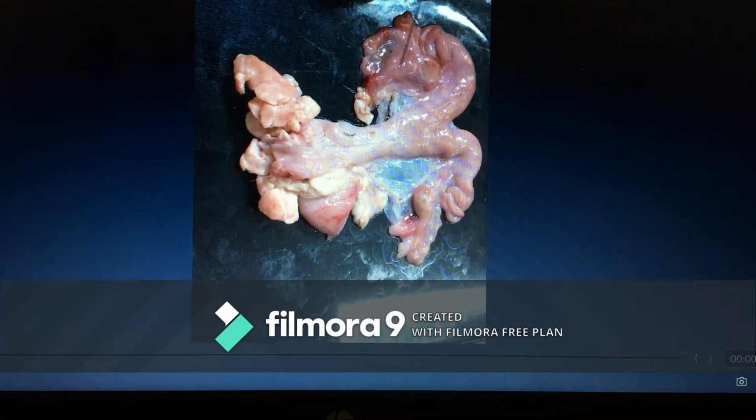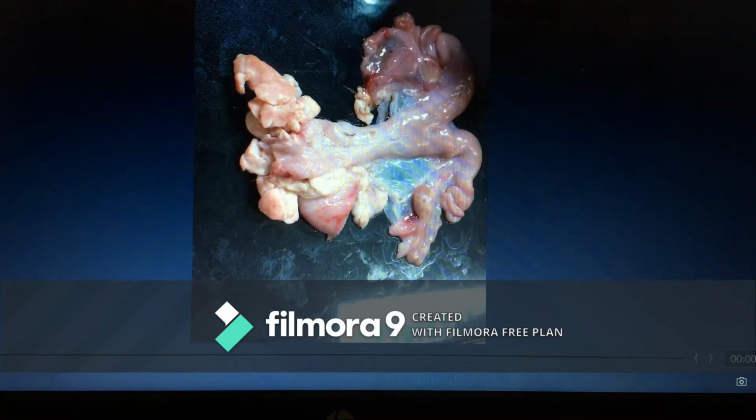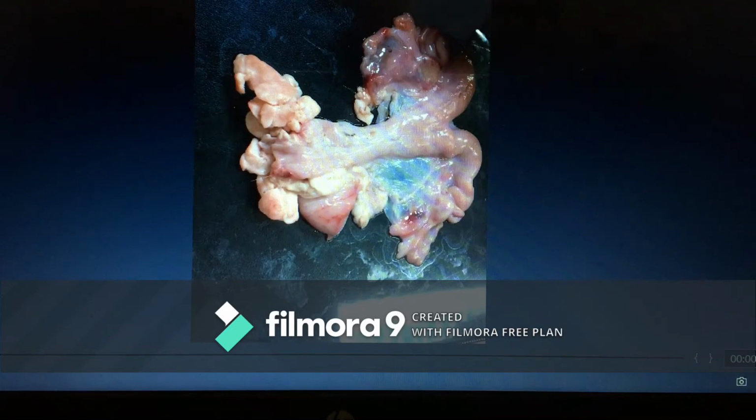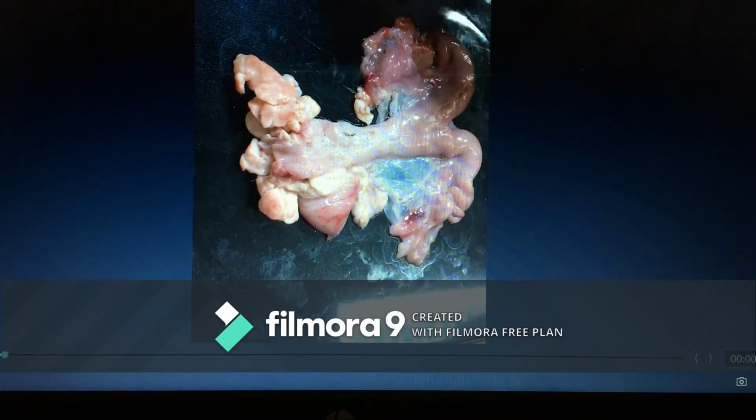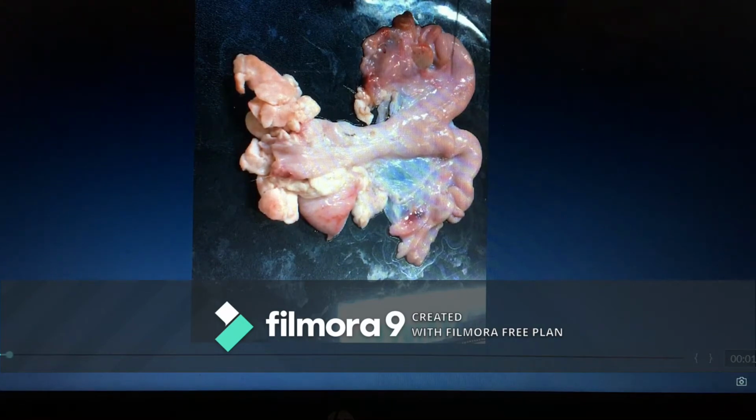They are held in place by the mesovarium, which is a part of the broad ligament. The ovaries have two functions. First is the production of female gametes or sex cells called egg cells or ova. And second is the production of hormones, estrogen and progesterone.